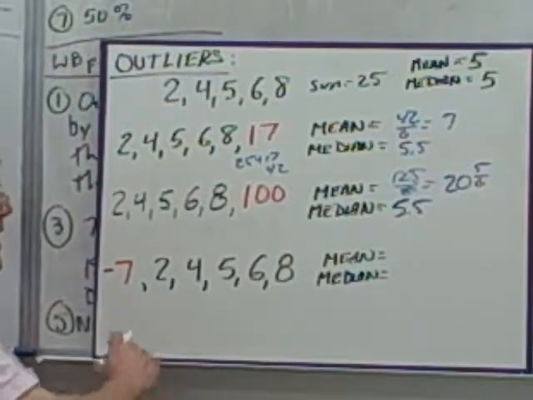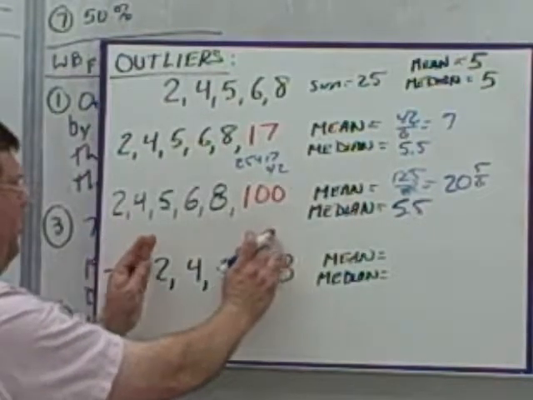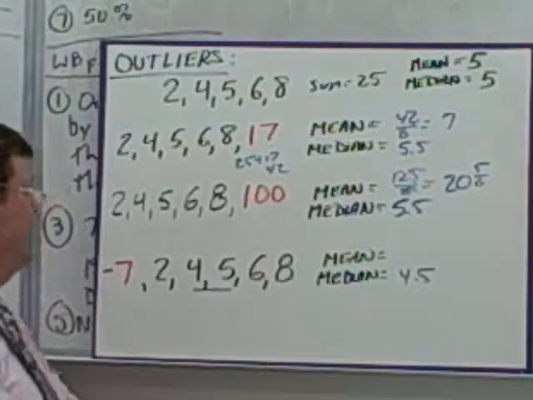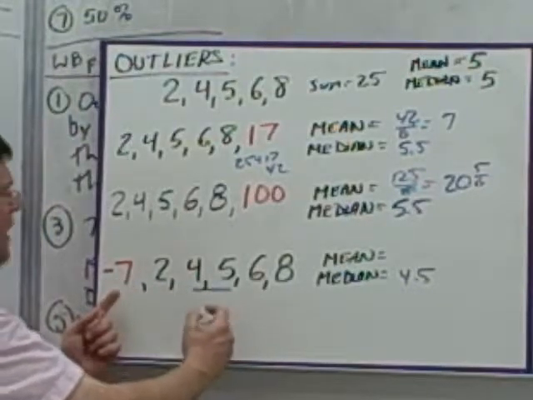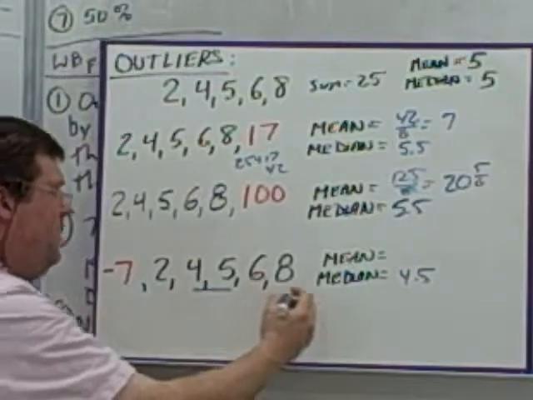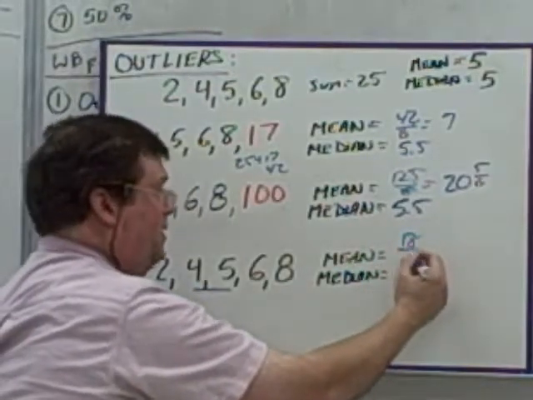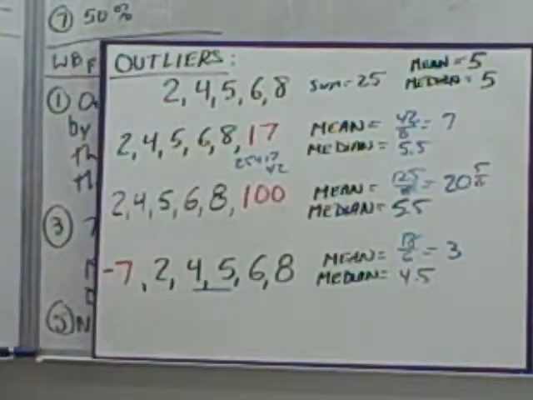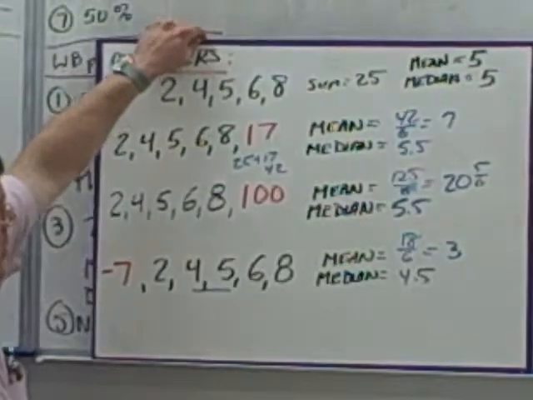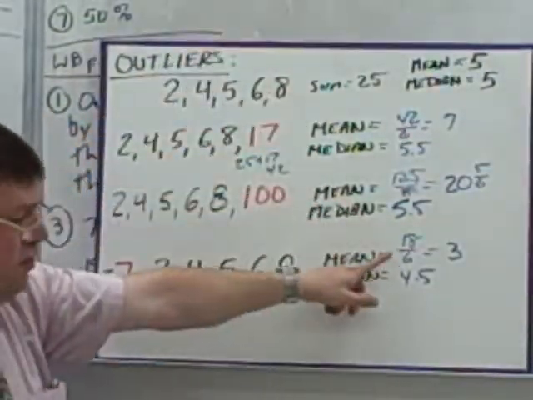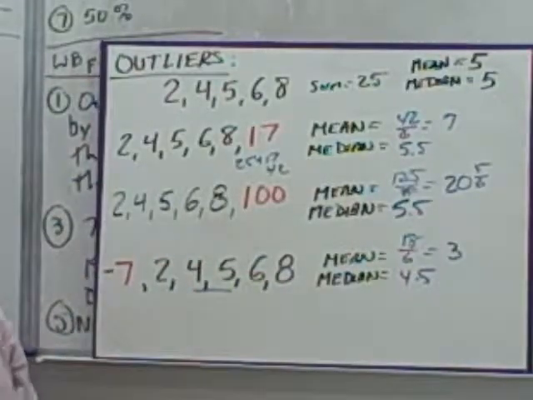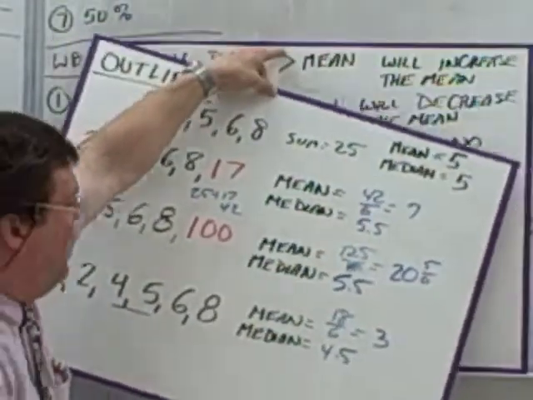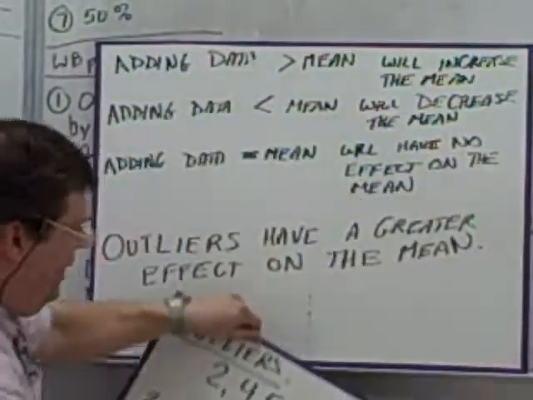Let's see if the same is true when we add a negative in. You add a negative in, you're still going to go right to the middle here. You're going to get 4.5 for the median here. Only a change of 0.5. The mean, you add these all together, you get 25 minus 7 is 18. Divided by 6 is going to give you 3. All right? So you end up getting a much smaller mean when you add in a low outlier. Bottom line there, the mean is greatly affected by outliers, while the median is not.